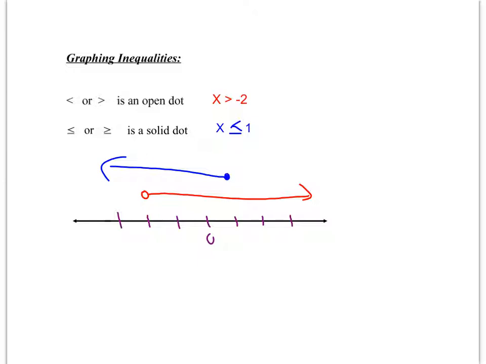After we've solved an inequality, we're going to have one of two options: x is less than or x is greater than. When we graph these, we use an open dot, which doesn't include the point in our answer. Here we have x is greater than -2, so I have an open dot and everything to the right. Less than or equal to, or greater than or equal to, uses a solid dot, such as x is less than or equal to 1. So I have a solid dot at 1 and everything to the left because it's less than.